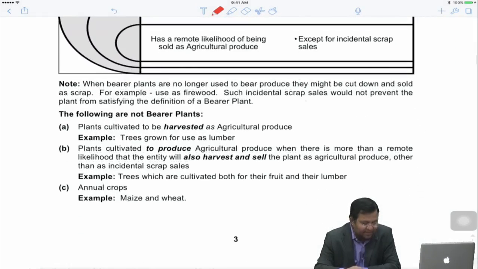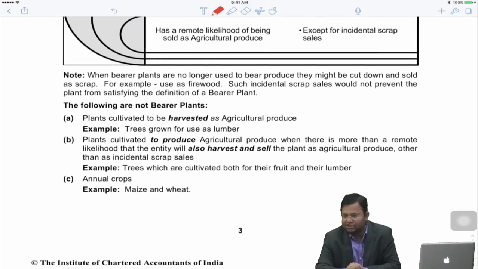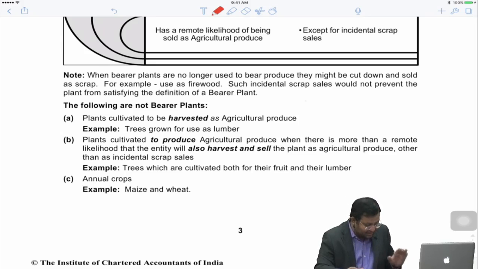Note, when the bearer plants are no longer used to bear the produce, they might be cut down and sold as a scrap. For example, they are used as a firewood. Such incidental scrap sales should not prevent the plant from meeting the definition of bearer plant. कभी ना कभी तो हम बेचेंगे उसको, but just because we are going to sell it at some point of time does not mean you don't show it as an asset. You should show that as an asset.